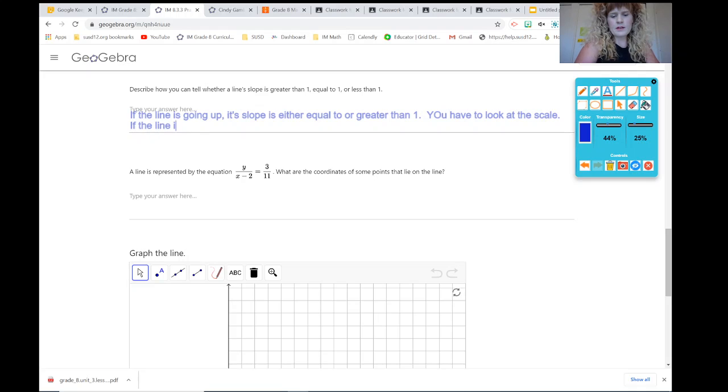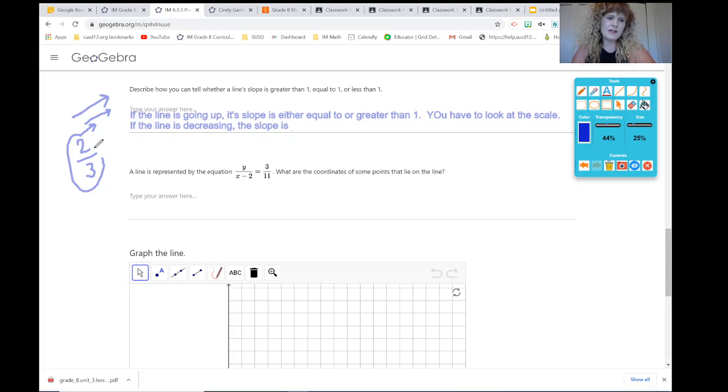If the line is decreasing or going down, the slope is... Oh, I showed you the negative slopes. Hold on. I explained this wrong. Okay, if this line has a positive slope, then you know it is a positive number. But what about the fraction 2/3? Okay, that is also a positive number, but it is less than 1.